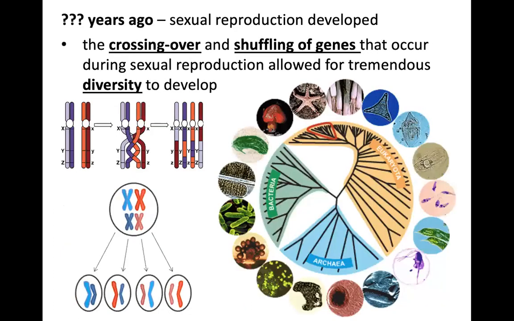And then one of the last pieces, sexual reproduction develops. So this is some other pieces that we've already learned. The crossing over and shuffling of genes that occur, which is a way that we get what? Genetic variation. Perfect. Okay. So with crossing over and the shuffling of genes, this allowed for diversity to happen.